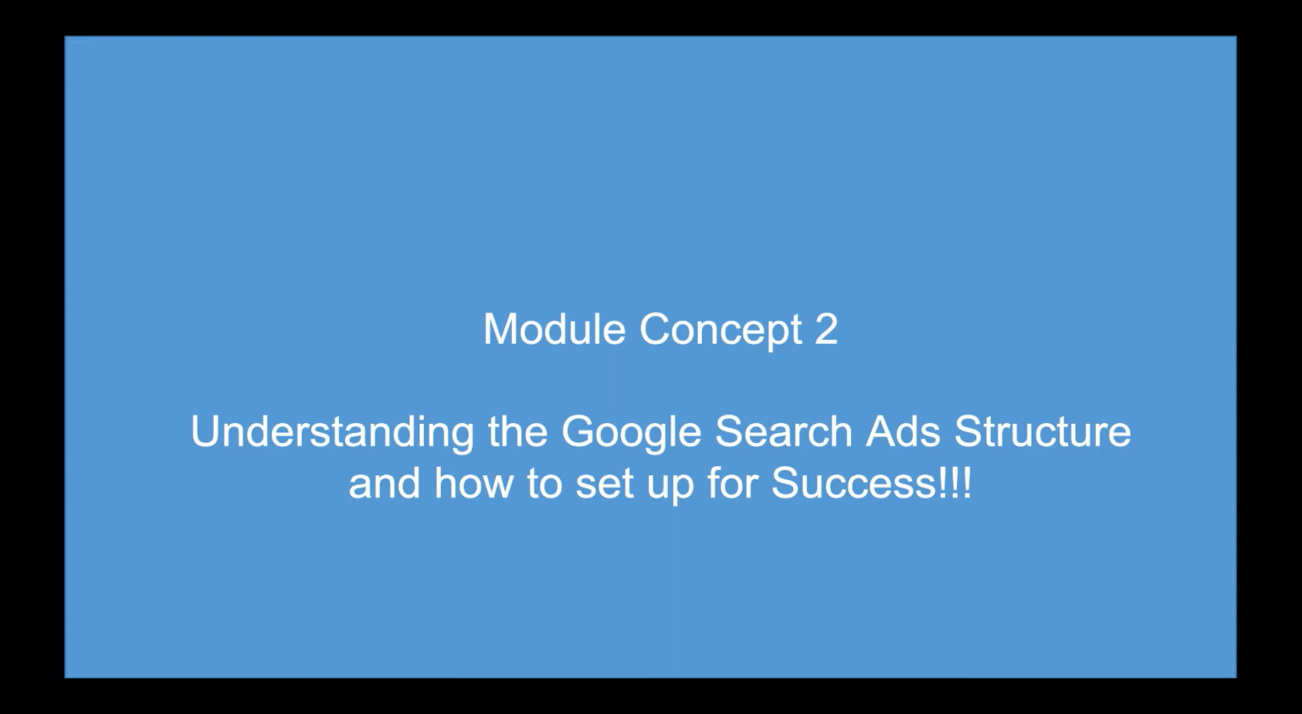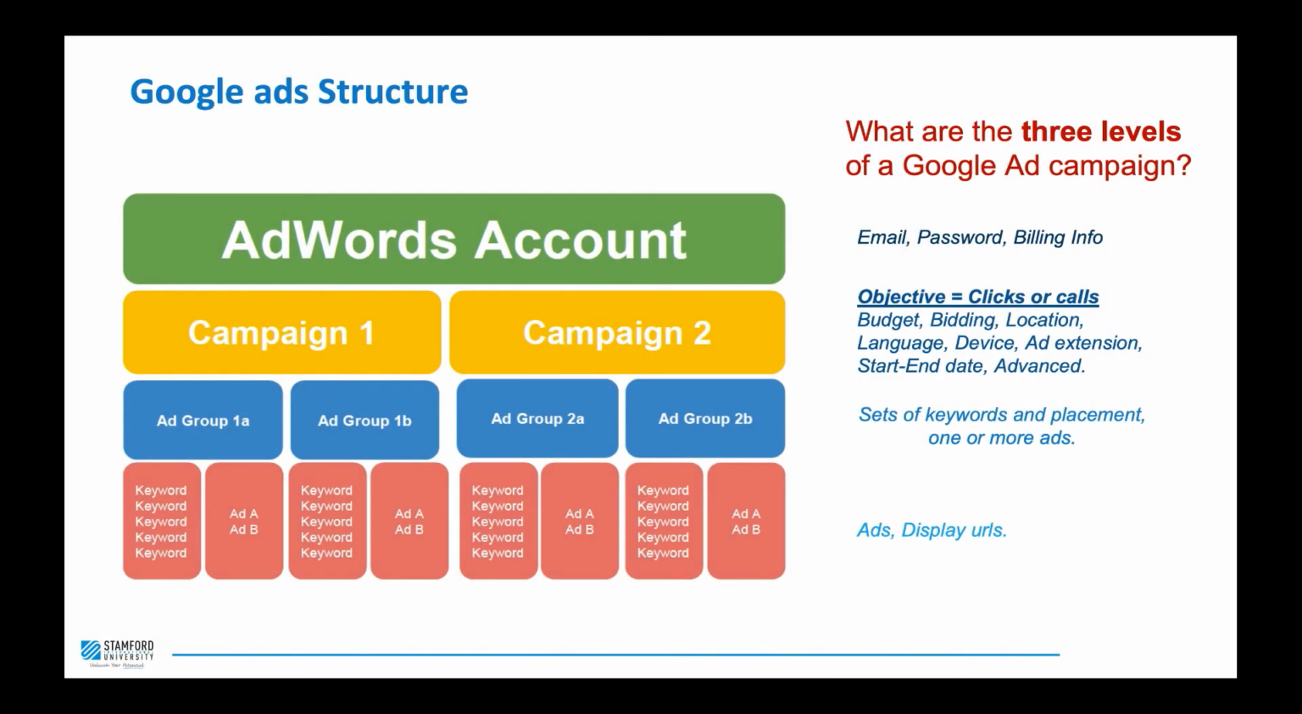In this module, we're going to provide you an overview of the Google search ad structure and how to set it up for success. Let's get started. Okay, so this is the key slide. In this slide, we're going to introduce the structure of a Google ad account and a campaign. This is the first thing that you need to know because much of the performance of your media spend is dependent upon how you set up these different elements.